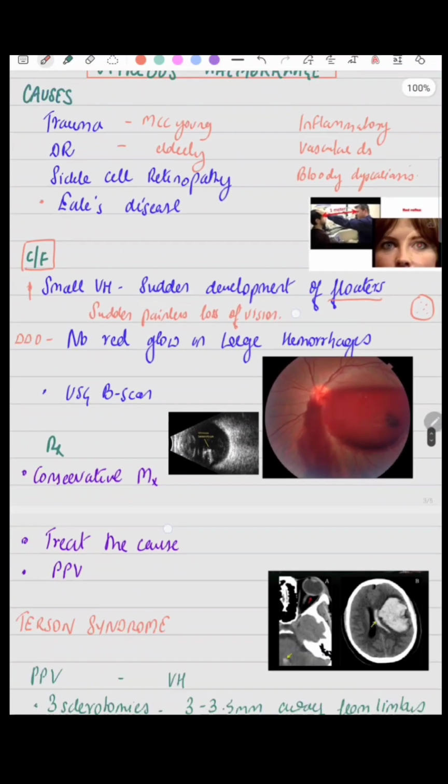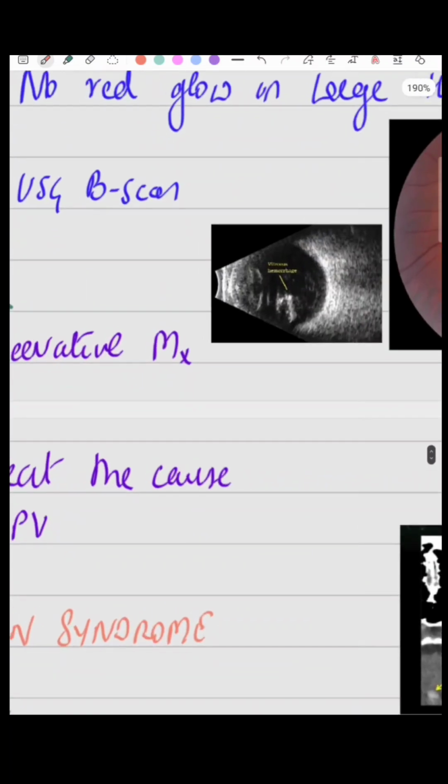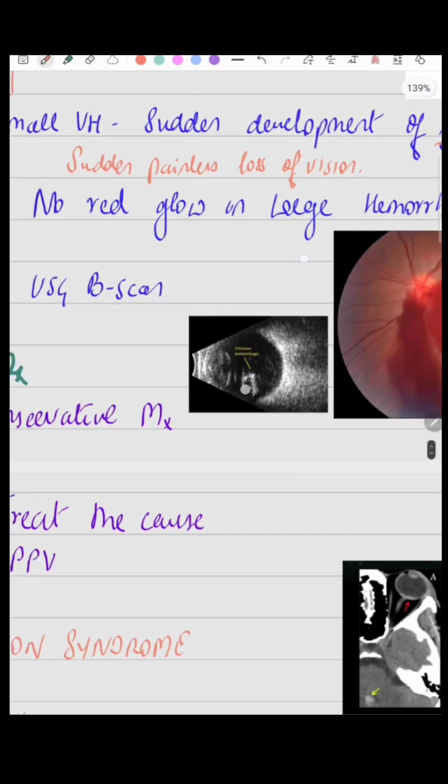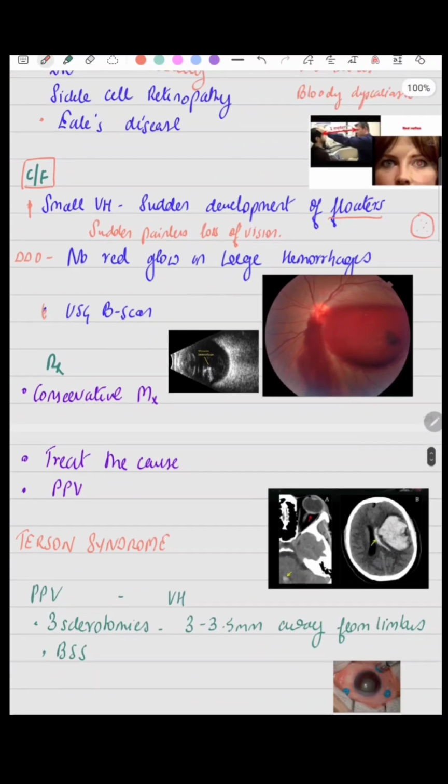Ultrasound B scan is helpful in diagnosing vitreous hemorrhage. This is the ultrasound B scan image, where we can see the vitreous hemorrhage here.